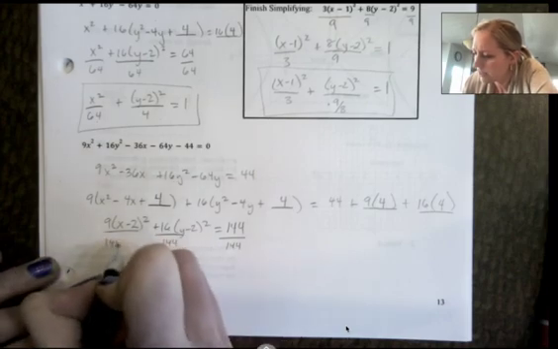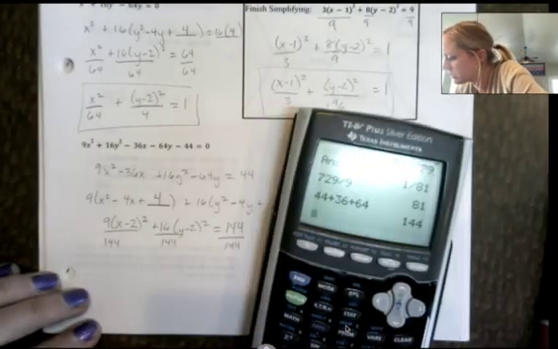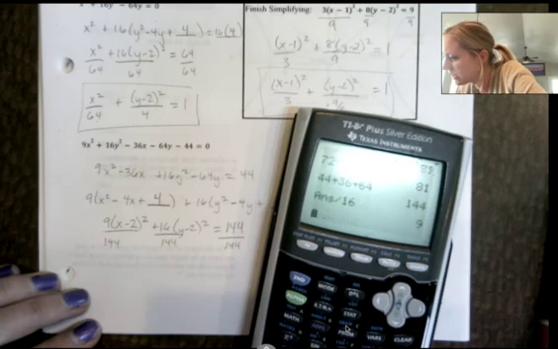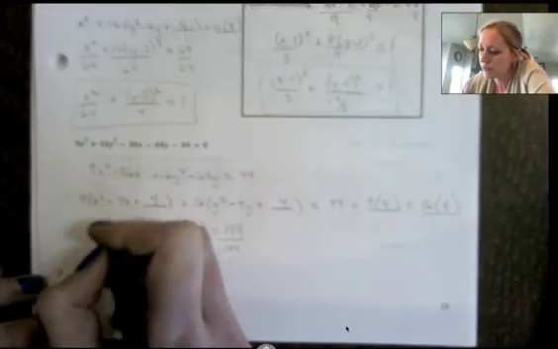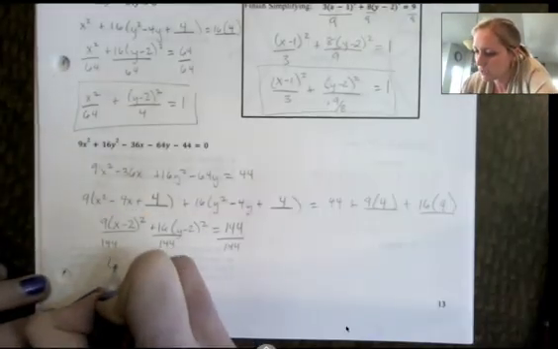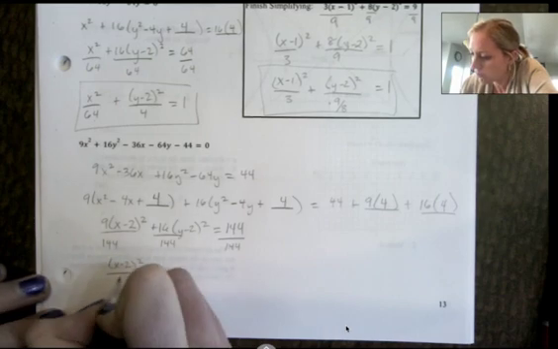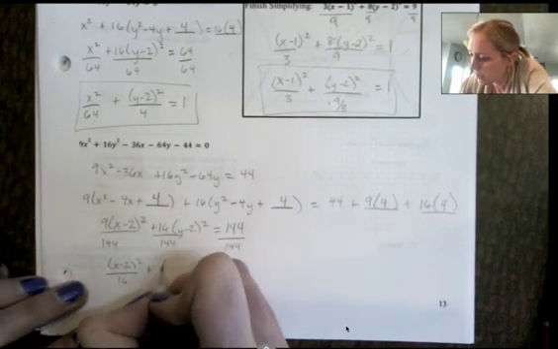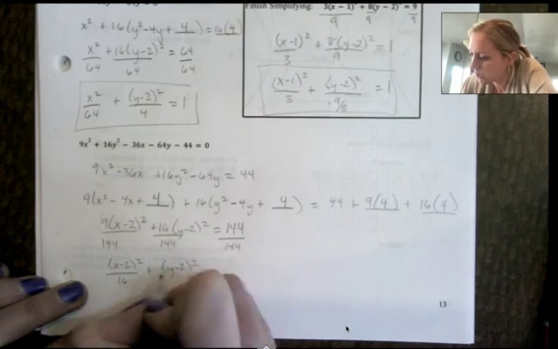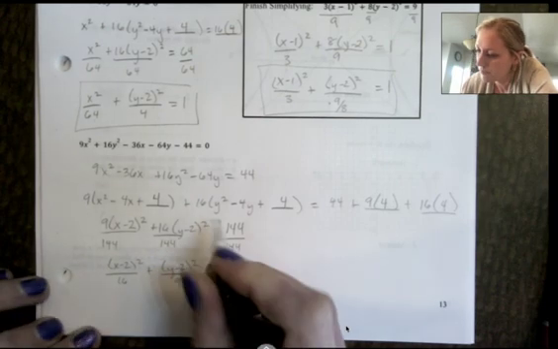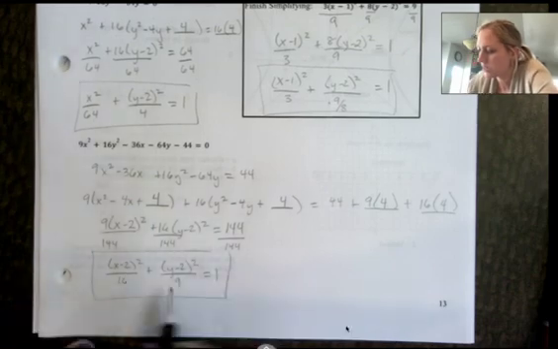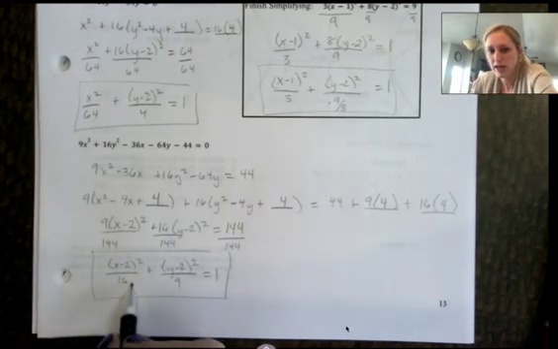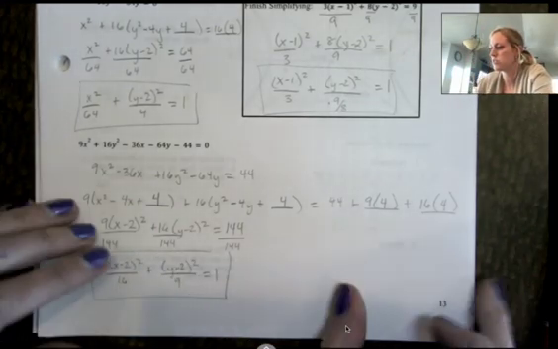And actually, I think 144 divided by 16 is 9. Yep, perfect. So this reduces to 1/16, so x minus 2 squared over 16. This reduced to 1/9, so y minus 2 squared over 9 equals 1. Center is 2, 2. A is 4, B is 3.